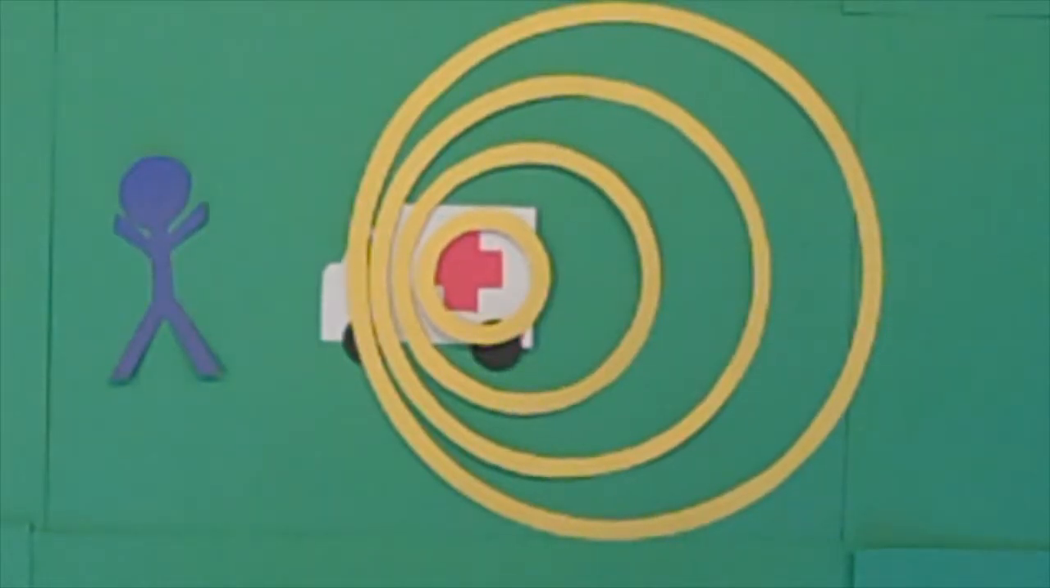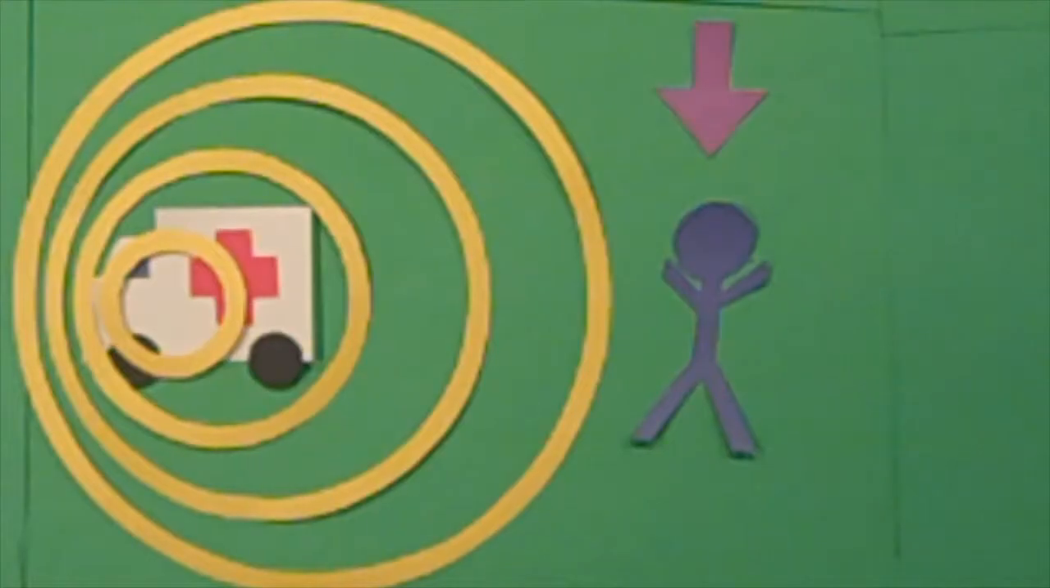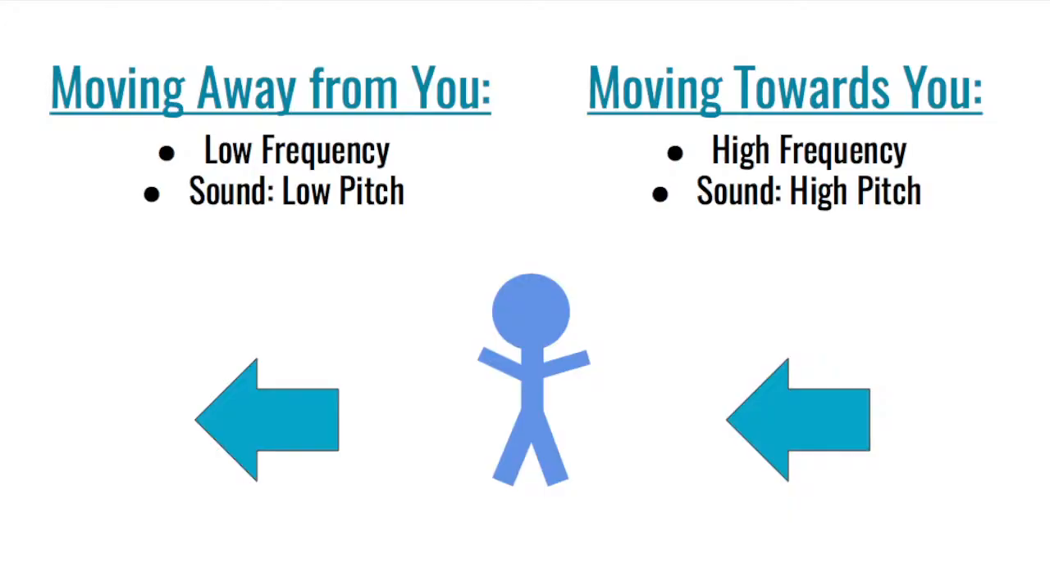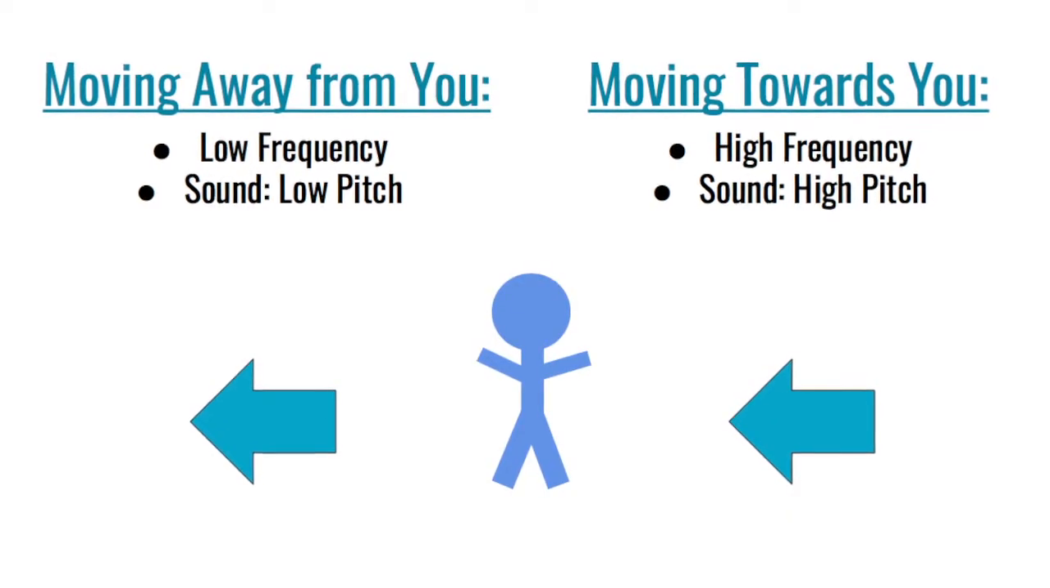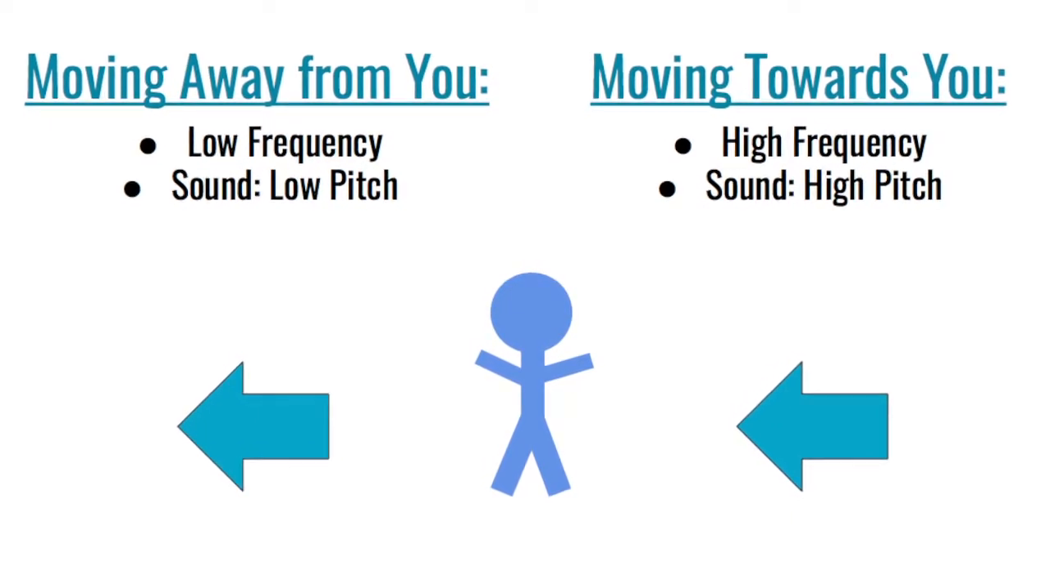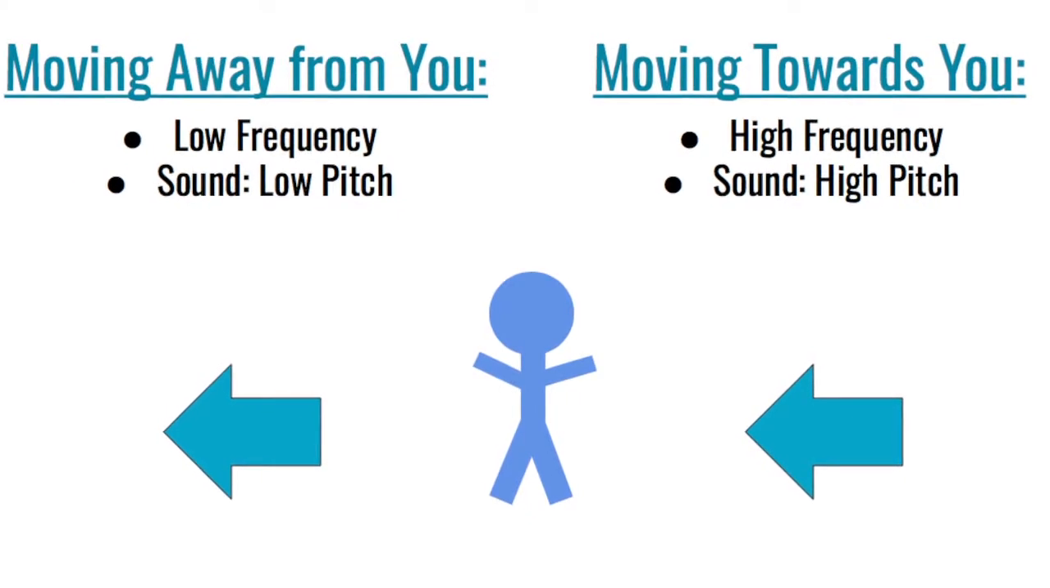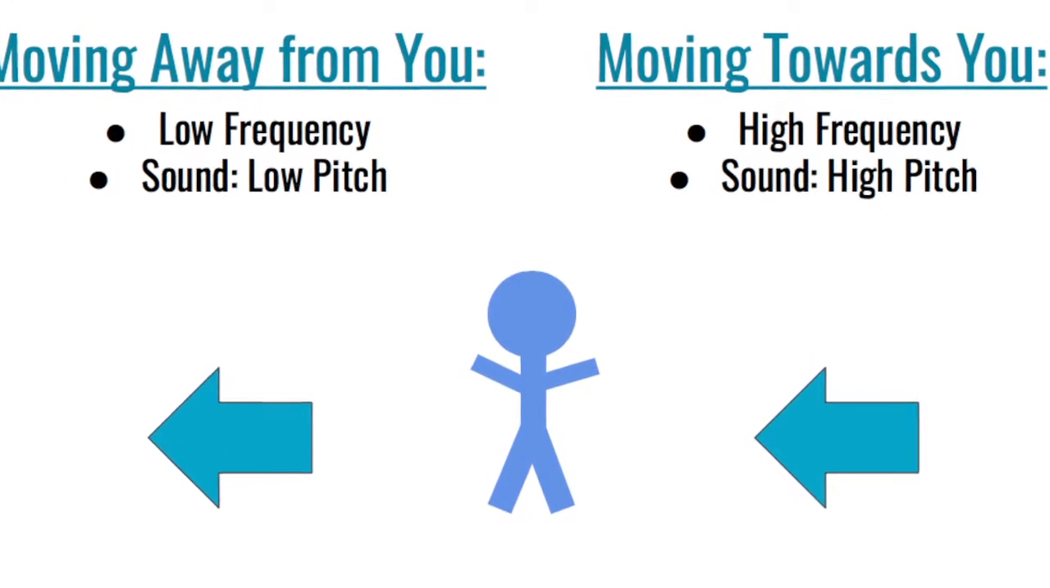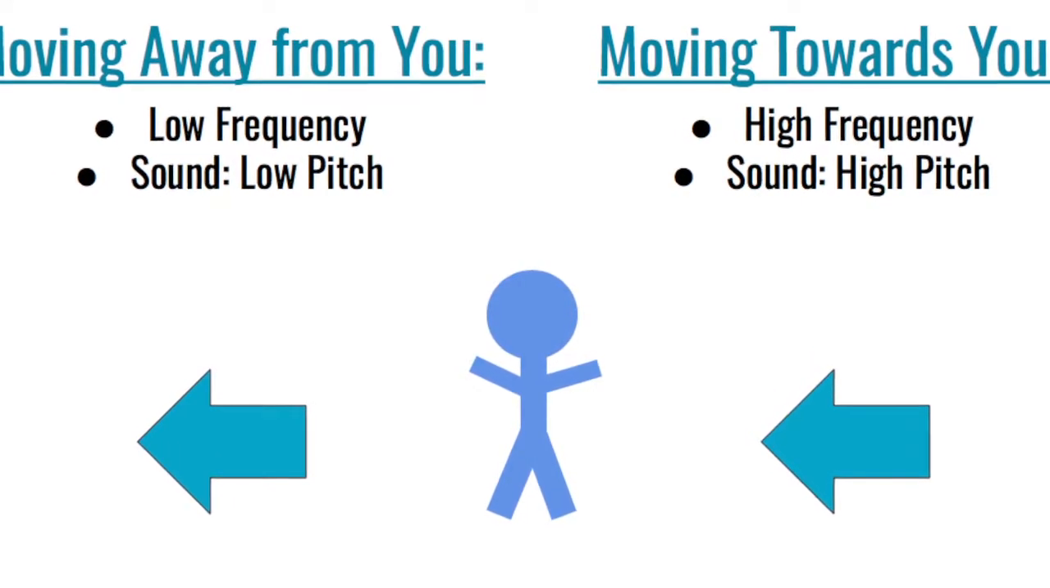So, if the ambulance is moving towards you, you'll hear a high frequency because those waves are so close together, and therefore a high pitch. If the ambulance is moving away from you, the waves are very far apart and have a low frequency, so you'll hear a low pitch. And that's the Doppler effect. If a wave source is moving towards you, the waves will appear to have a higher frequency. If a wave source is moving away from you, the waves will appear to have a lower frequency.